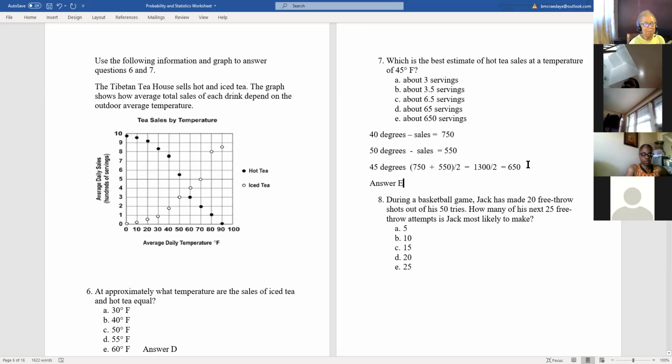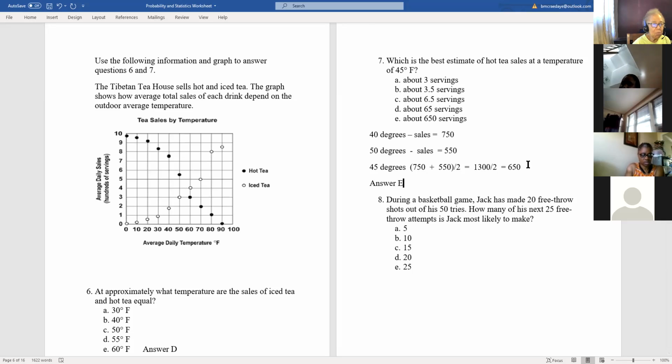Questions on number 7. Finding your answers using the graphs. Questions? Michelle, you okay? Yes. All right.